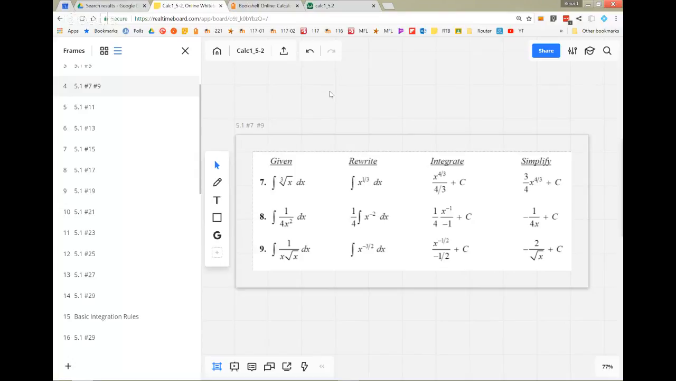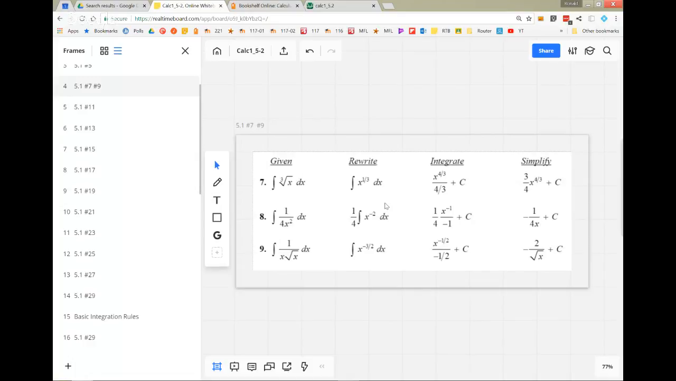Yeah. So anyway, the question was asked about number 9 on the previous assignment. That's where we are. So if you look at the 7, 8, 9 section, we were supposed to start with the given, rewrite it, integrate. So when we have number 9, we have the integral of 1 over x times the square root of x with respect to x. Richard, do you get what they did there?